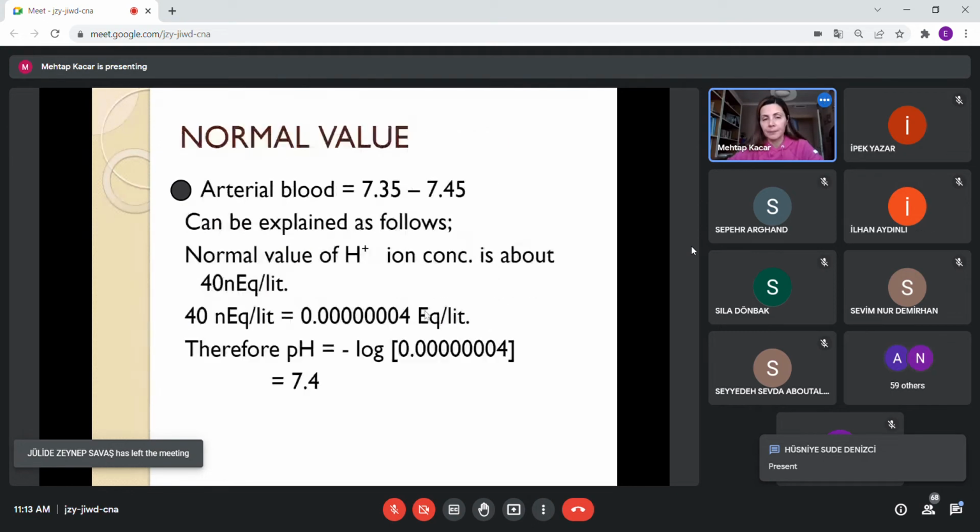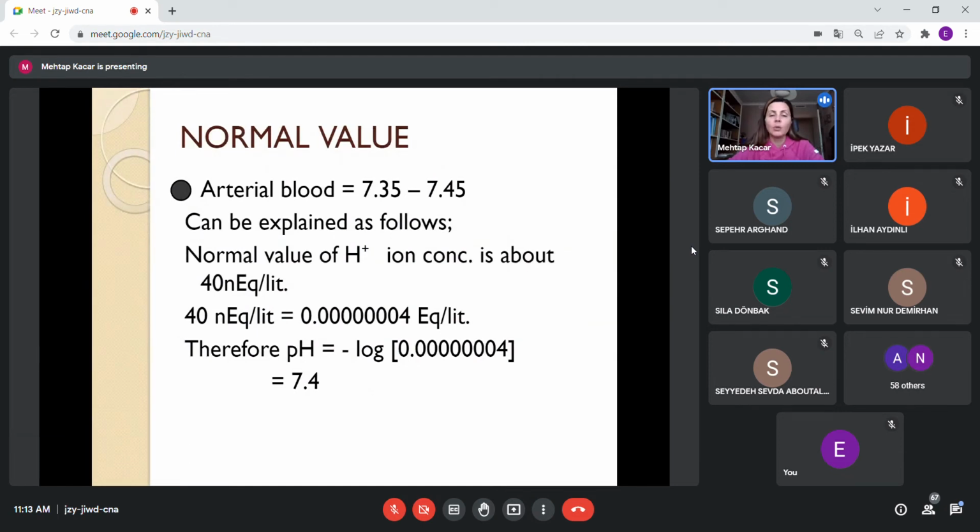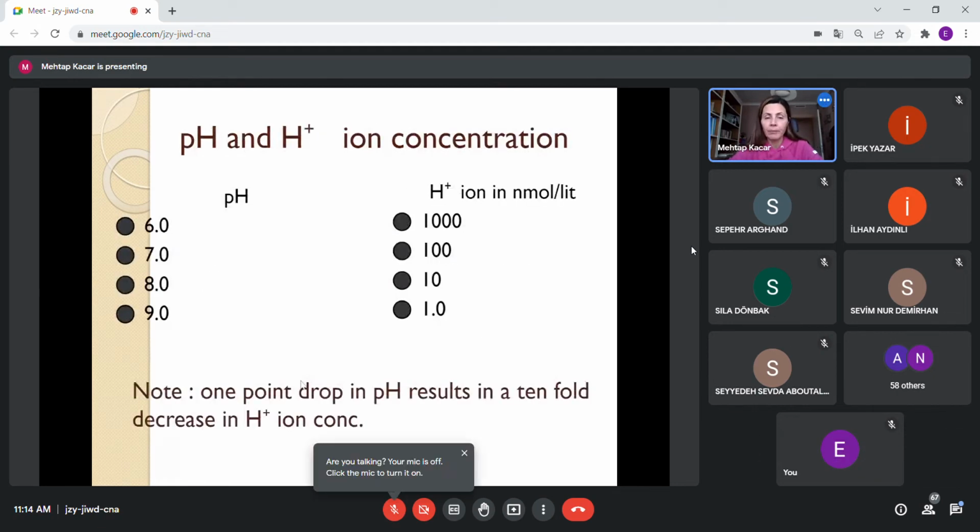23 Celsius. Normal arterial blood pH value is 7.35 to 7.45. And what does this value mean? The normal value of hydrogen ion concentration is about 40 nanoequivalents per liter. So the negative logarithmic value gives us the normal arterial pH. You can see the relationship between pH and hydrogen ion concentration.